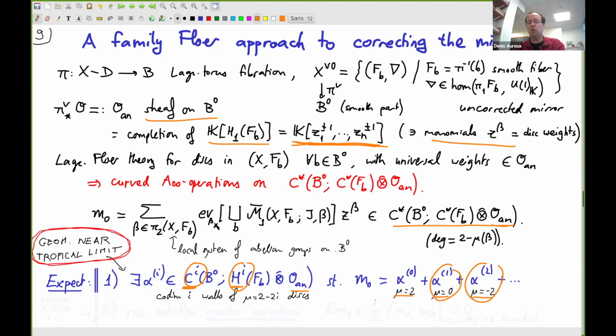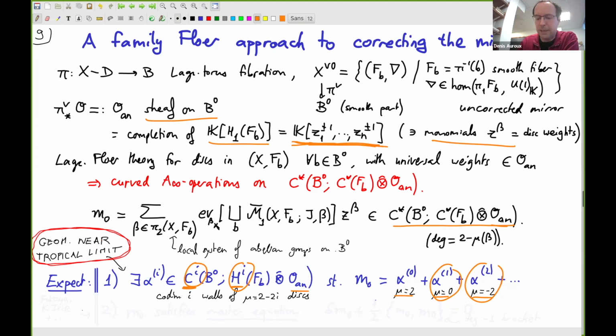Essentially, this should follow from the tropical limit in geometry. You expect these disks to live along complex codimension i subvarieties. And when you are near the tropical geometry limit, codimension i complex things live over codimension i in the base, codimension i in the fiber.